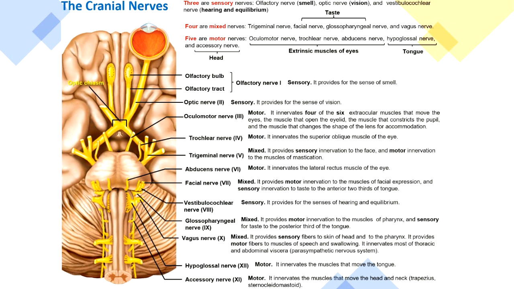Next, we have the abducens nerve. This is a motor nerve, and this innervates the sixth eye muscle. So what innervates the eye muscles? That might be a question. So you have the abducens nerve, you have the trochlear nerve, and then you obviously have the oculomotor nerve. These three nerves, all of them together completely control the eye.